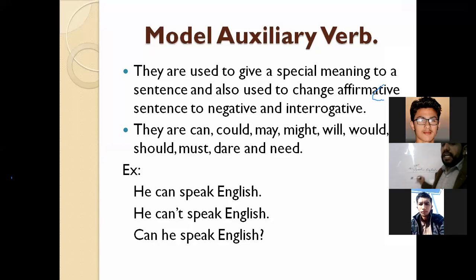So we didn't bring any other changes into this sentence. We only add can in the same sentence. So this can totally change the meaning of a sentence. It creates its own meaning in this sentence. So that's why we can call it a modal auxiliary verb.